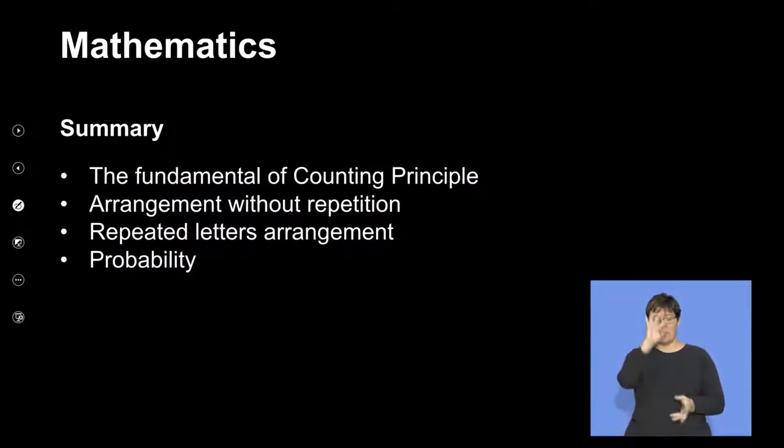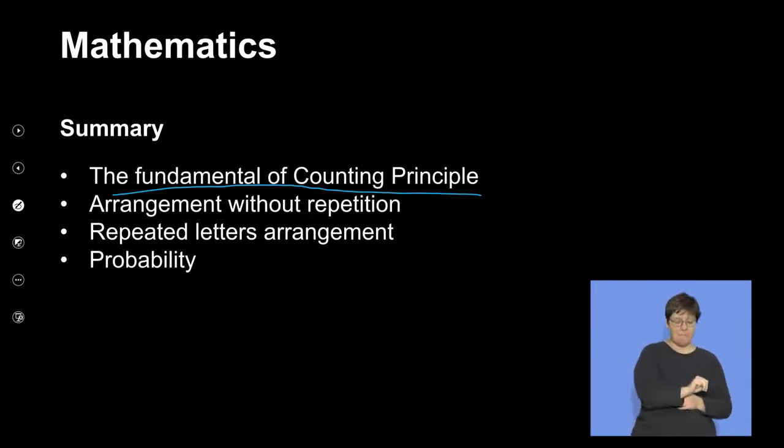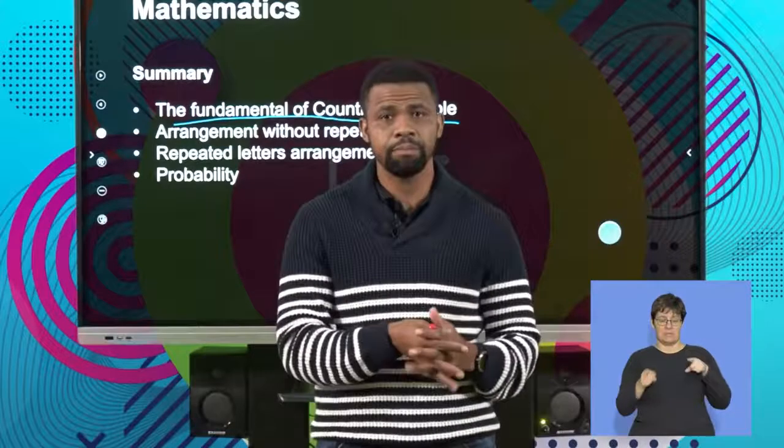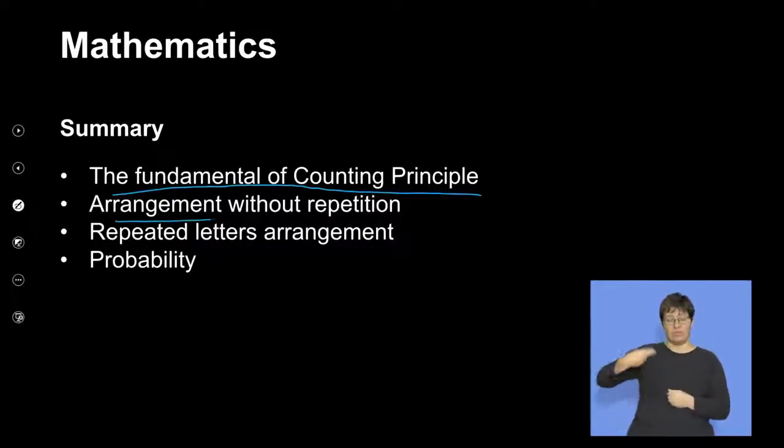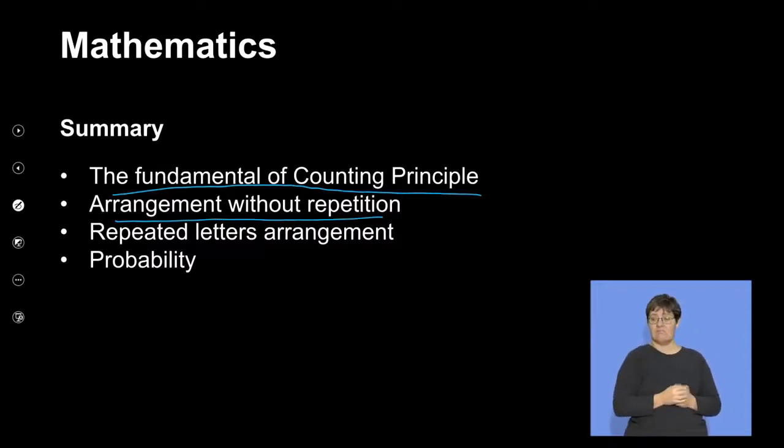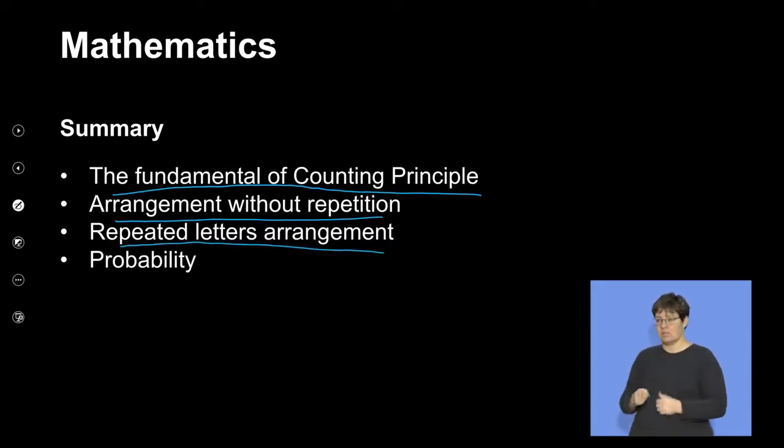So let's look at the summary of what we looked at. We have looked at the fundamental principle of counting, which means if I have M ways of doing something and N ways of doing something, I multiply those to find the ways of doing both. Then arrangement with repetition. Just pay attention to that. Without repetition, you cannot repeat. Okay. With repetition, I can repeat the letters. And this can be tied together into probability.